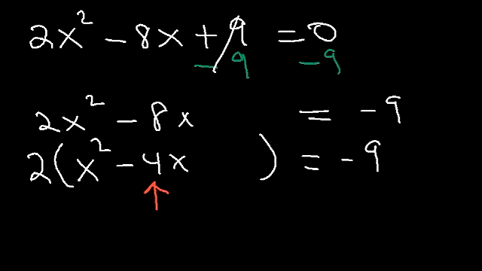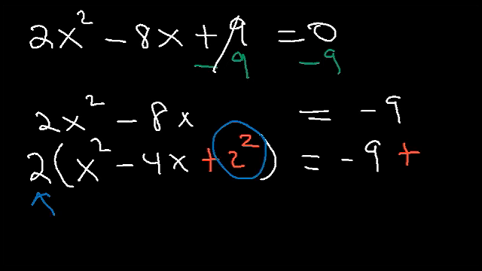So half of 4 is 2, so I'm going to add 2 squared. Now, on the right side, I need to do more than add 2 squared. Notice that the 2 squared is multiplied to the 2 on the outside. So I got to add 2 times 2 squared. So I have to add 8 to that side because I've added 8 to the left side. 2 squared is 4, 4 times 2 is 8. So now I'm going to complete the square. I mean, not complete the square, but factor.